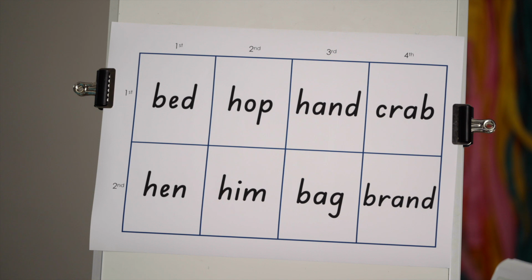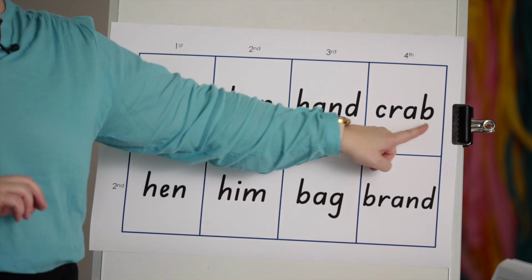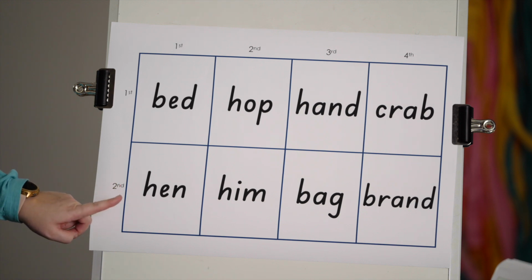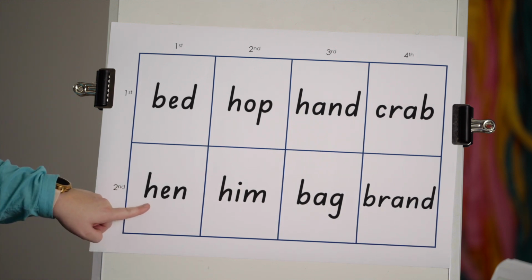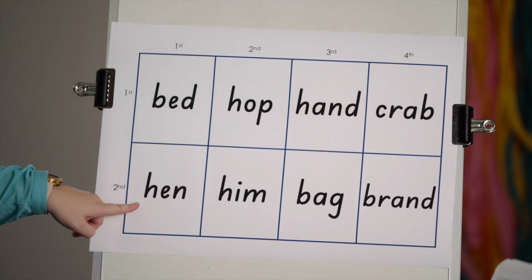let's see if you can find two animals. Can you find words that are names for two animals? Let's have a look in the first row. Can you find an animal? Crab. Did you point to crab? Yeah, great job. What about in our next row? Hen. Did you see hen sitting here? Crab and hen are both animals.